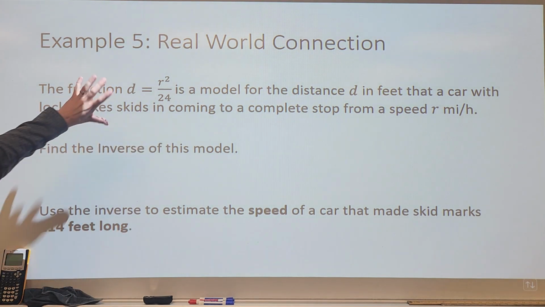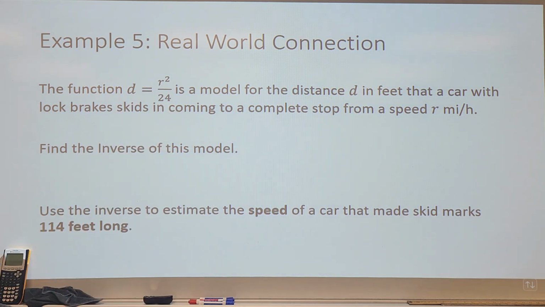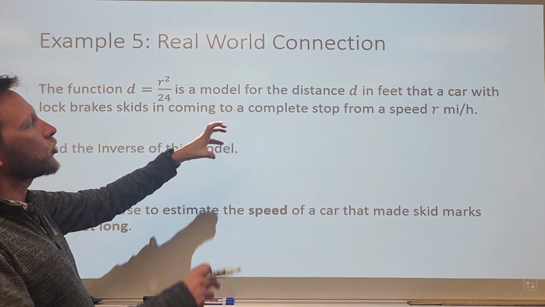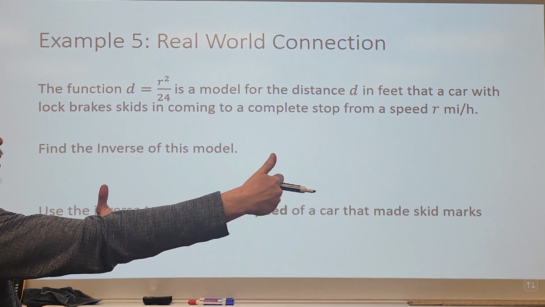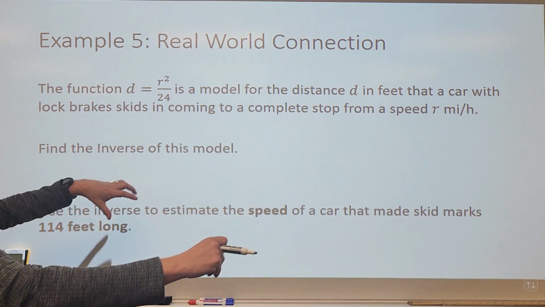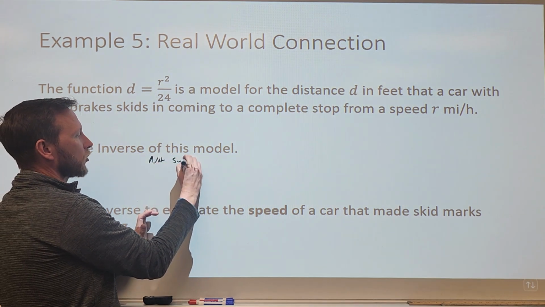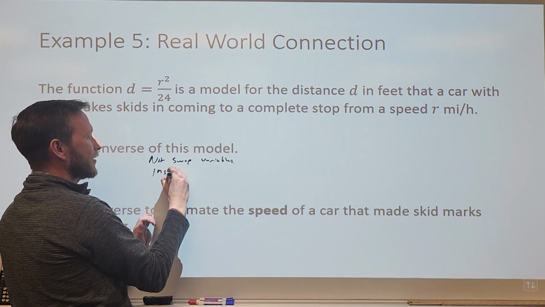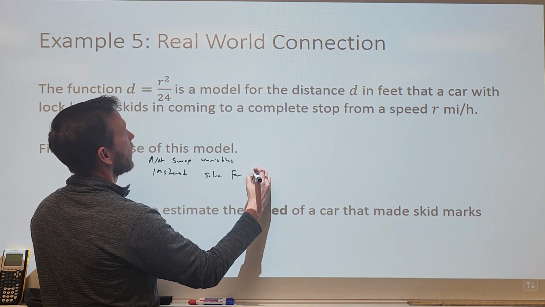The goal with these real world problems is that we have enough information to navigate this as best as we can. The function d equals r squared over 24 is a model that shows the distance it takes for a car to stop depending on how fast it's going, the speed r, the rate of speed. So finding the inverse, essentially what we're going to do is not swap variables. Instead, we're going to solve for the other one.